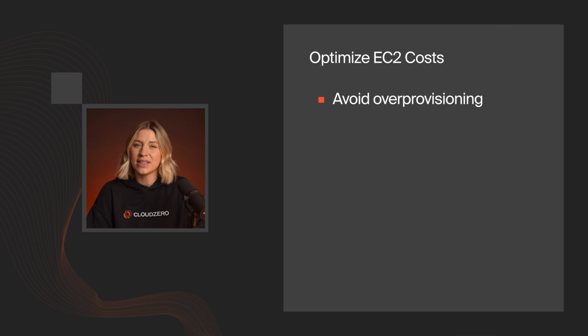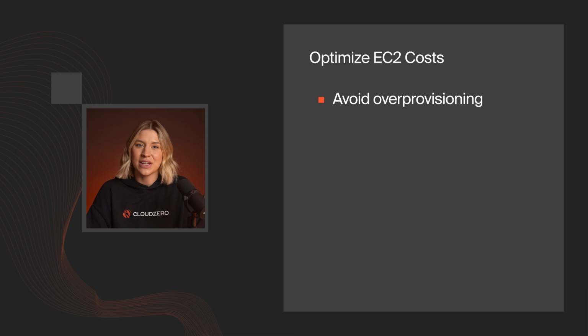Optimizing EC2 costs. Even if you pick the right instance type and pricing model, you still need a strategy to keep costs under control. AWS is built to scale, but that also means it's built to let you overspend. First, make sure you're not over-provisioning. If your instance is idling most of the time, you're paying for capacity you don't need.